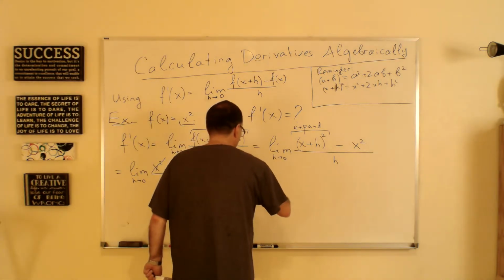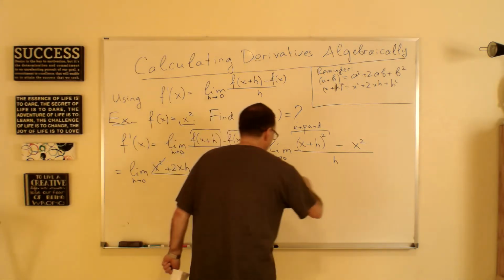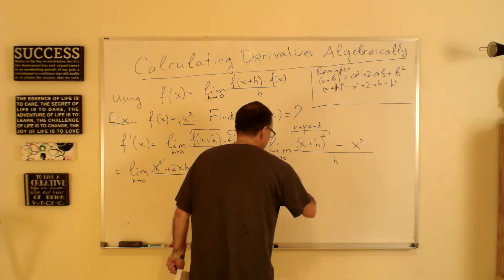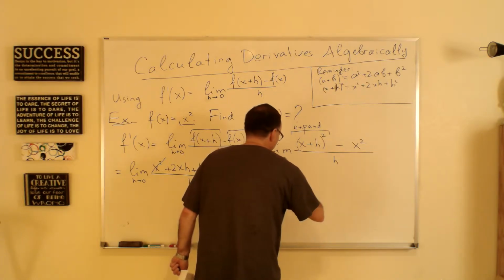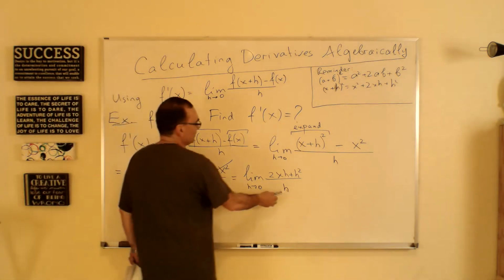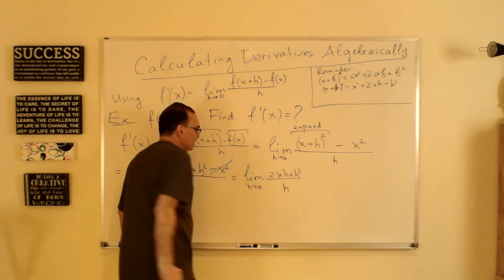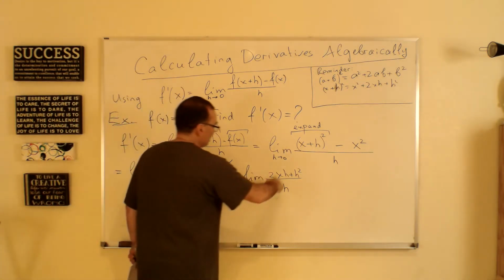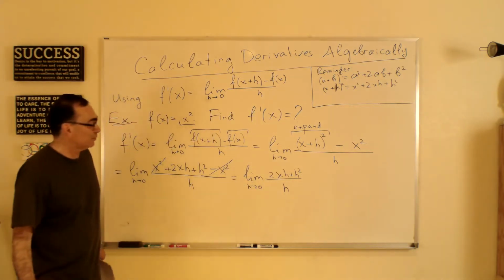So limit, 2xh plus h squared over h. What can we do next? Next we would like to cancel this h. And in order to cancel it properly, we need to factor it out first, because we can only cancel a factor, so we have to make it a factor.